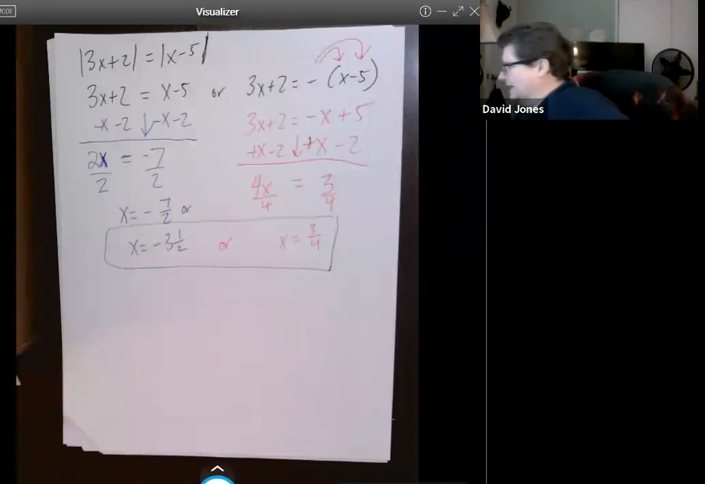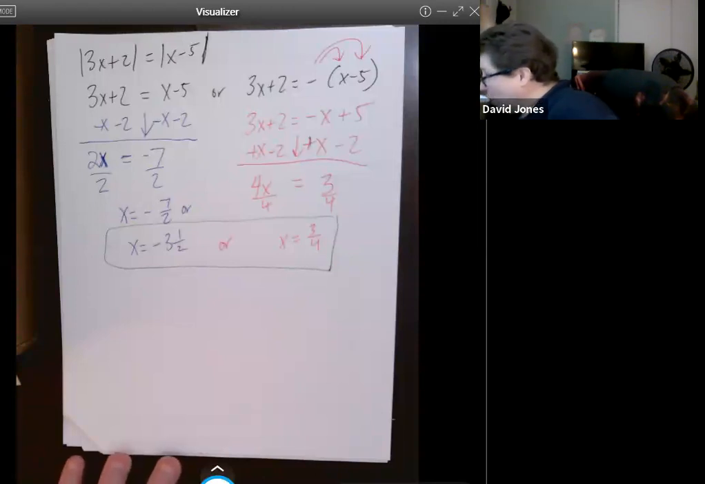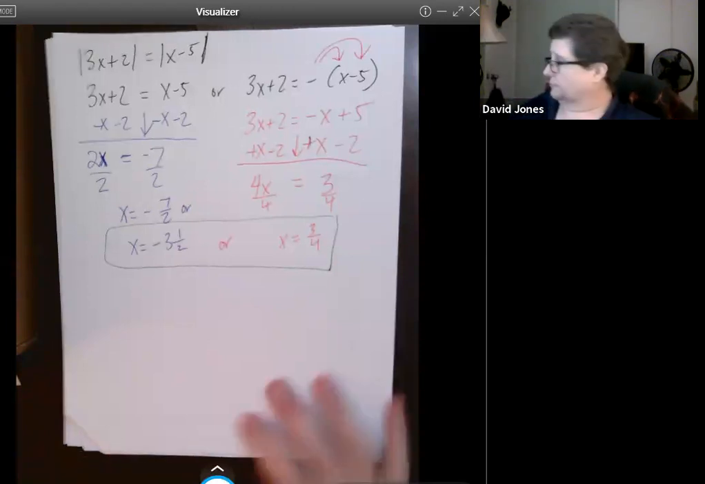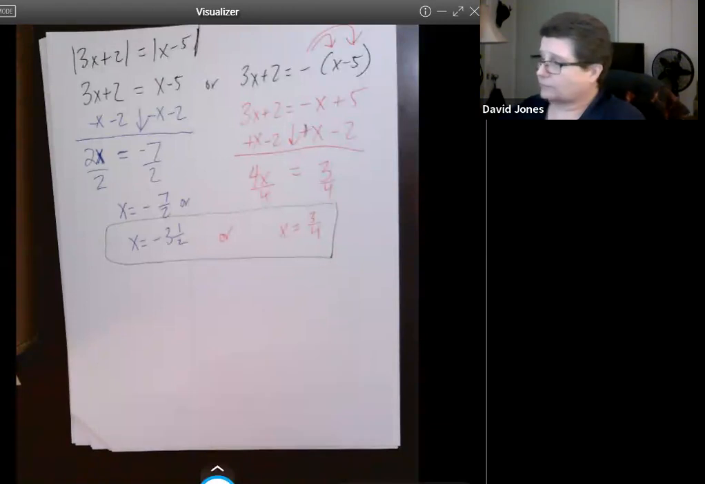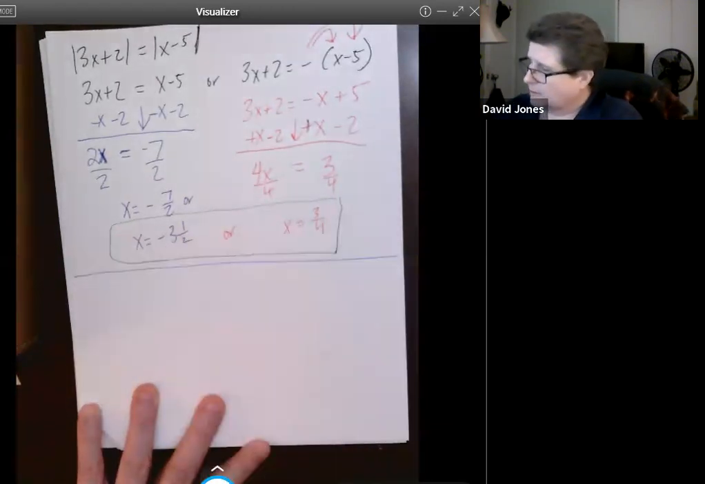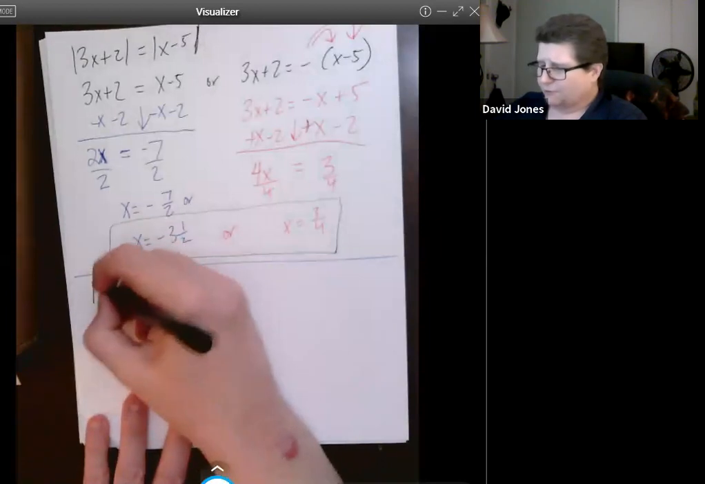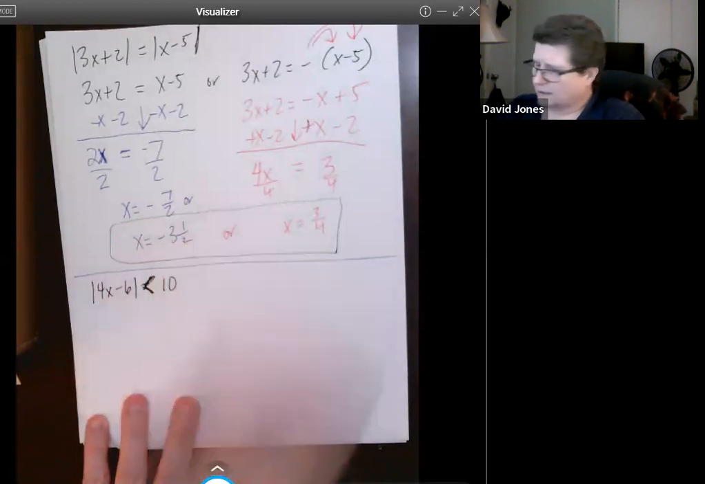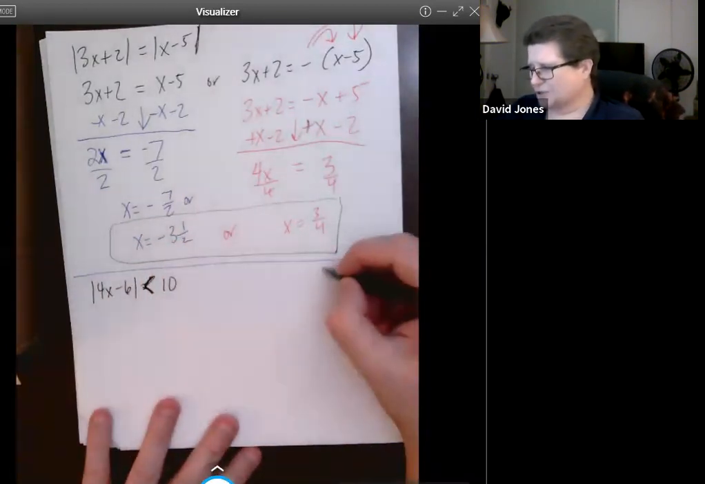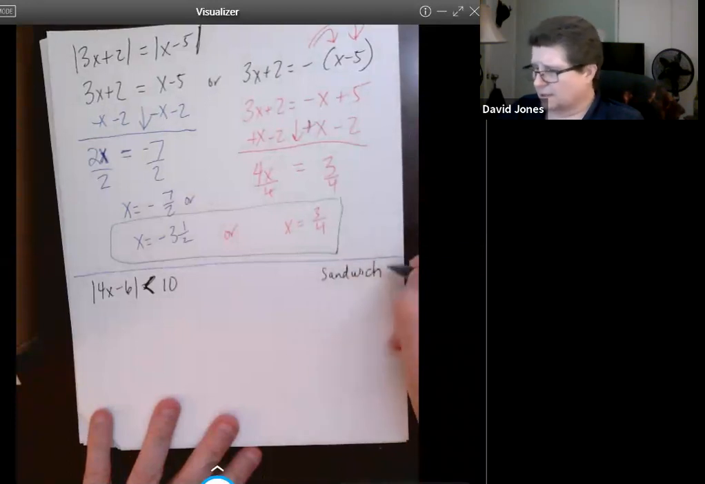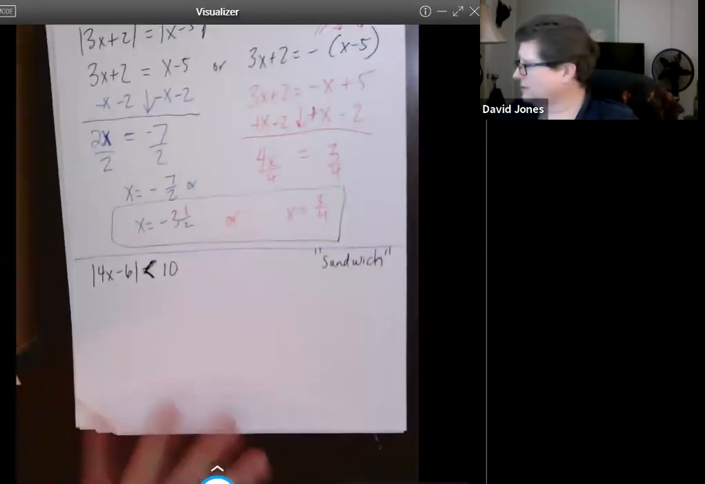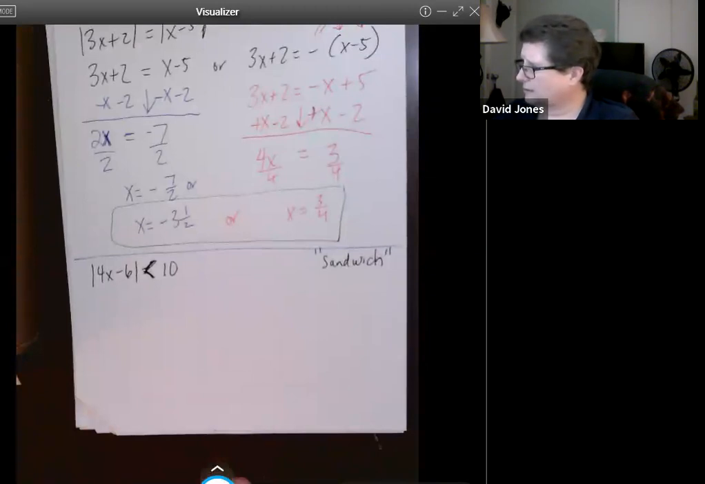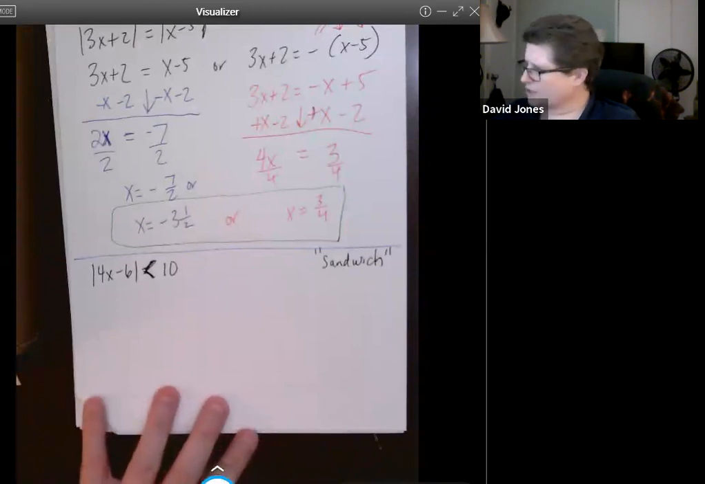Let's go back to doing the inequalities. That was just some equality work. The absolute value of 4x minus 6 is less than or equal to 10. Remember, less than is the sandwich. So why don't you go ahead and try to solve this, and write it in interval notation.